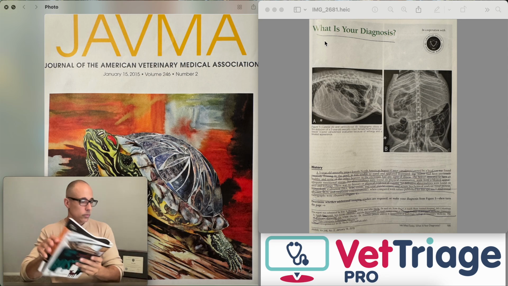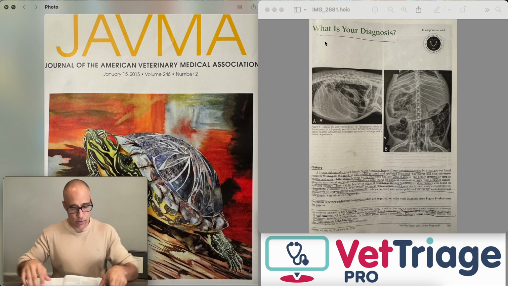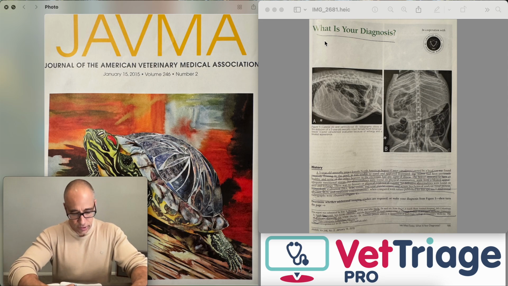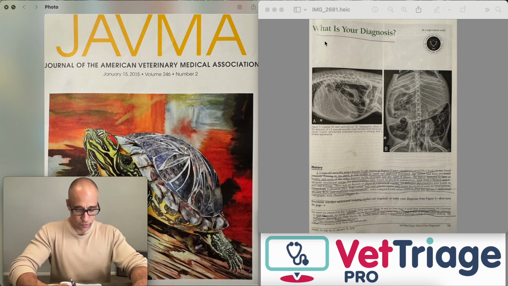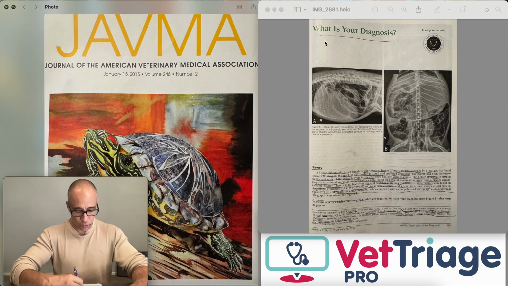So let's go over what we found. You can see a generalized decrease in serosal margin detail consistent with abdominal effusion, steatitis, or peritonitis. The small intestines are diffusely dilated with gas, and the stomach is distended with a mixture of soft tissue or fluid opacity and gas. Large intestines displaced, obscured by dilated small intestine. Multiple small amorphous gas opacities along the ventral aspect of the abdominal wall overlying the ventral margin of the stomach. It's right here, these little dots there.